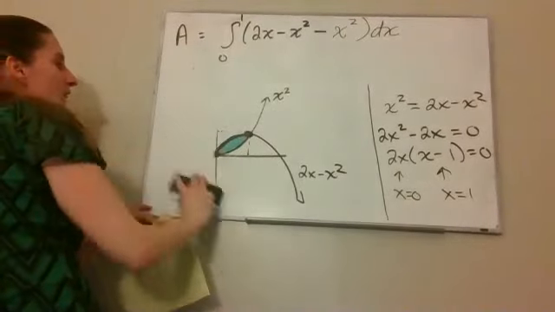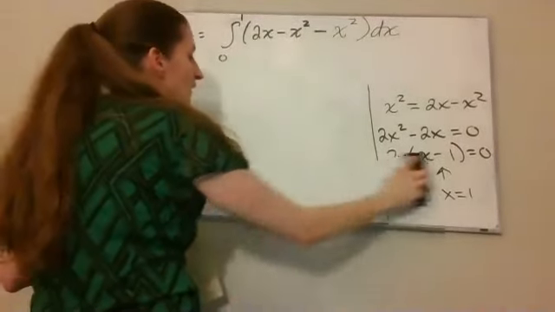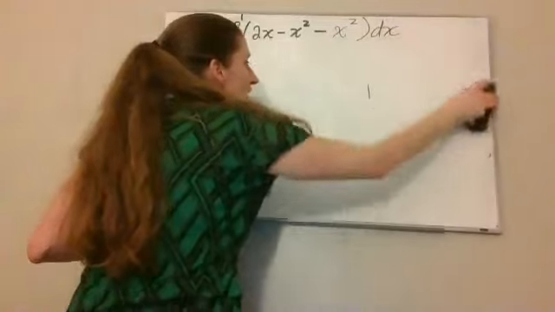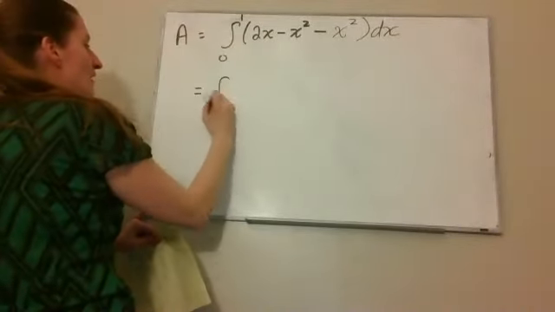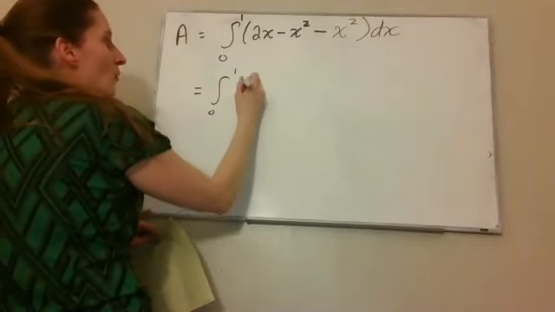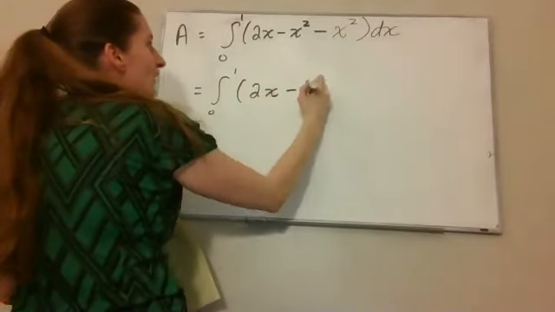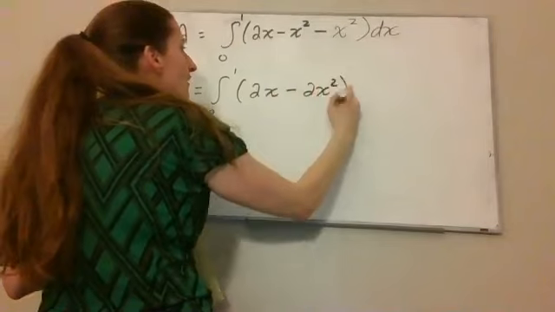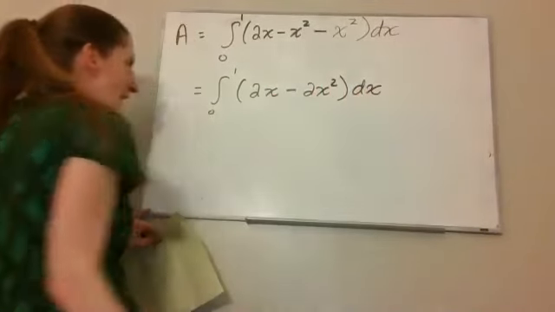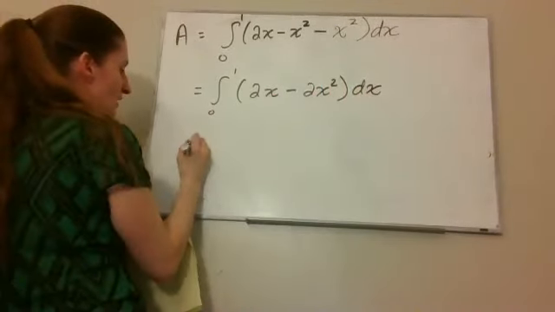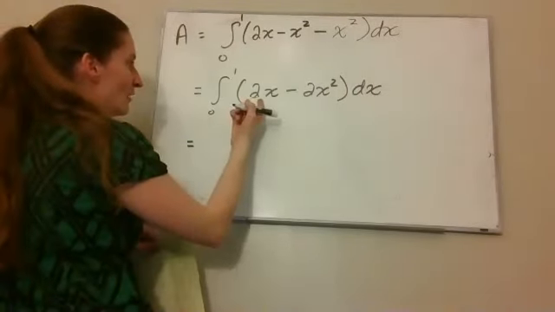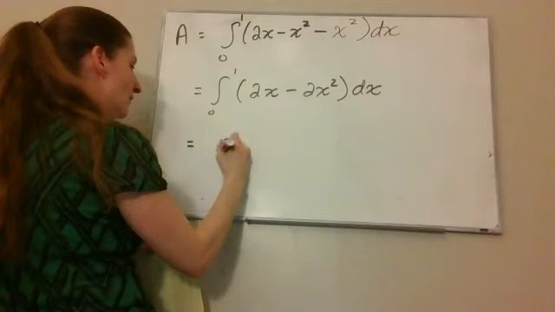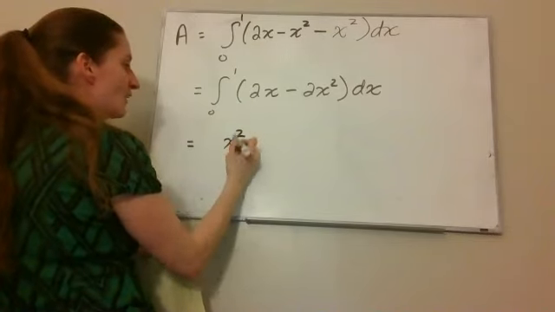All right, so now let's just simplify this integral before we actually calculate it. I can combine some like terms together, and I get an integral from 0 to 1 of 2x minus 2x squared with respect to x. And now we're going to use our power rule to find the antiderivative. I'm going to add 1 to the exponent and then divide by that new exponent.